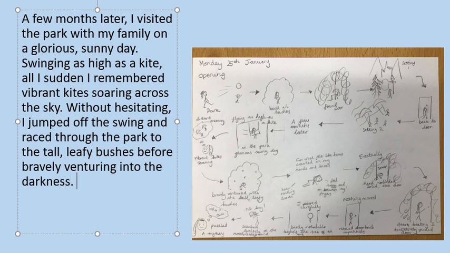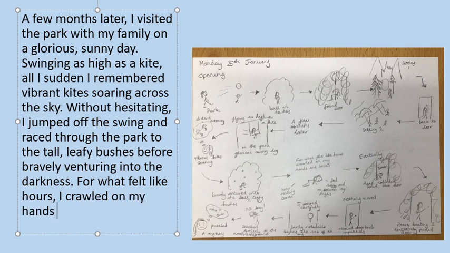Into the darkness. And then I can see my next picture is about me crawling, and I've already got some ideas for how to start that. So for what felt like hours, so I'm trying to avoid starting my sentences with I if I can, and starting them with an adverbial phrase that maybe talks about time. So for what felt like hours, I crawled on my hands and knees. Might say, for what felt like hours, I crawled on my hands and knees.